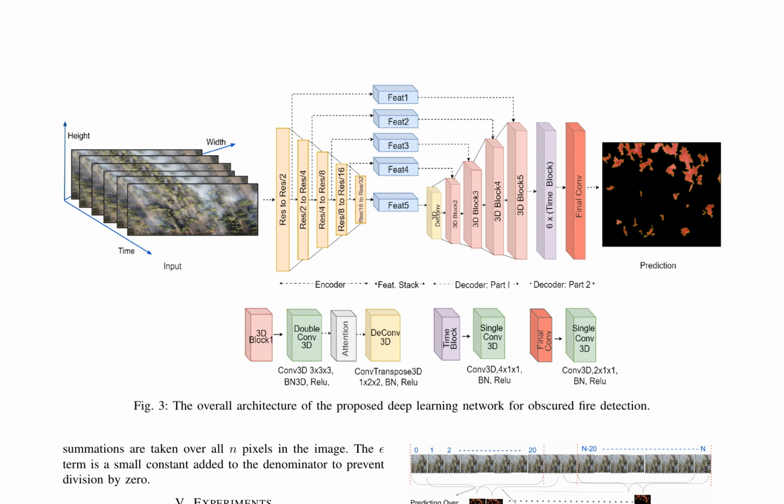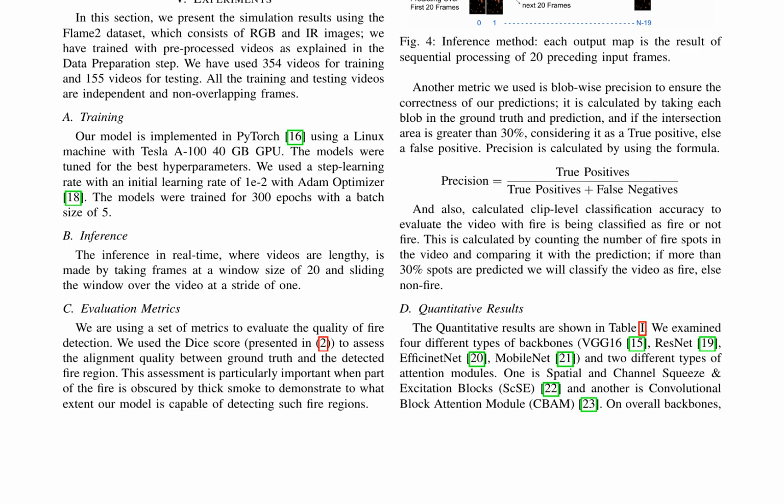The experiments are conducted using the Flame2 dataset, with 354 videos for training and 155 videos for testing. The model is implemented in PyTorch, tuned for the best hyperparameters, and trained for 300 epochs with a batch size of 5. During inference, frames are taken at a window size of 20 and slid over the video at a stride of 1. The evaluation metrics used include the DICE score to assess alignment quality, blobwise precision to ensure correctness of predictions, and clip-level classification accuracy to evaluate video classification.